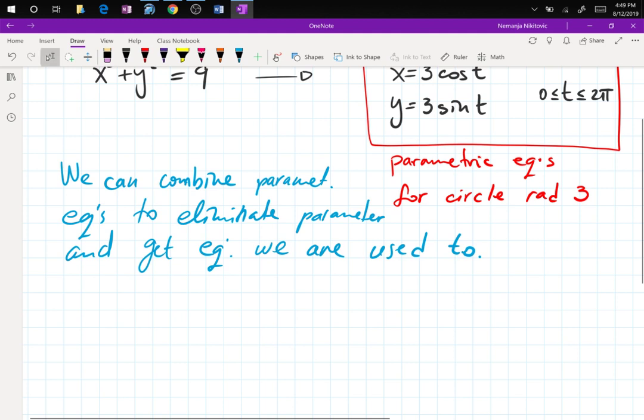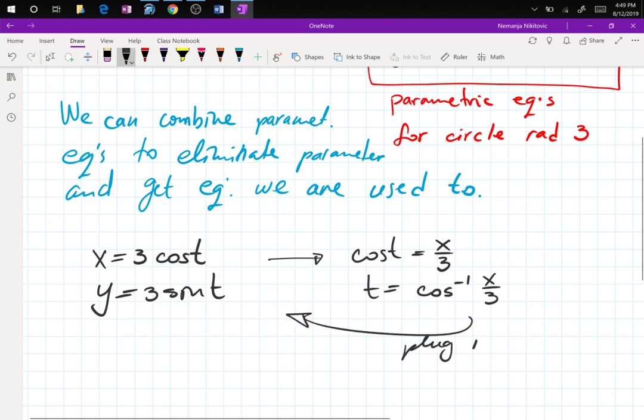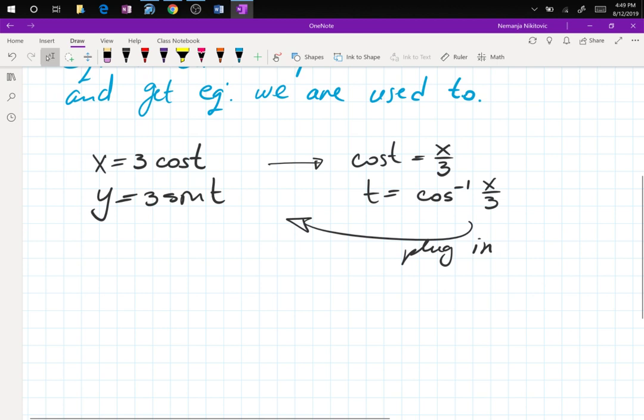So if I have x equals 3 cosine t and y equals 3 sine t, what I can do is I can go here and say cosine t is x over 3, from where t is equal to inverse cosine of x over 3, and I can plug that in. This eliminated the parameter, and now I have y equals 3 sine of inverse cosine x over 3.